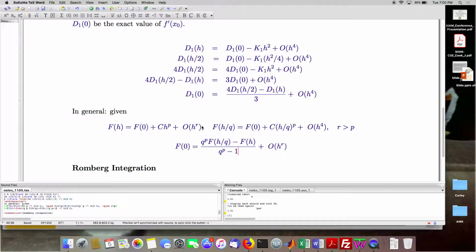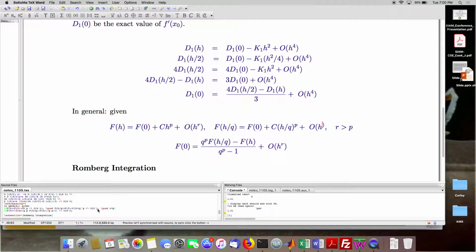So, any questions about the manipulations that were done there? Yeah. Shouldn't that be h to the r instead of h? Oh, yeah, this should be r. Okay. Whoops.